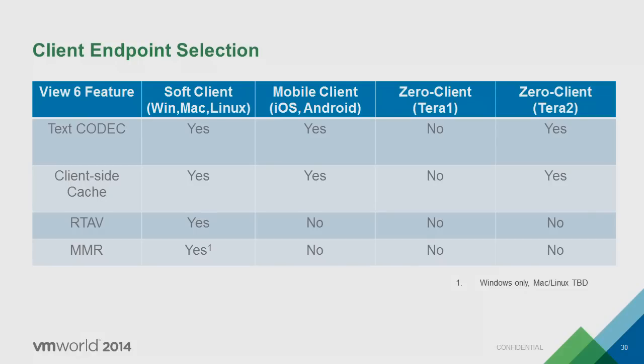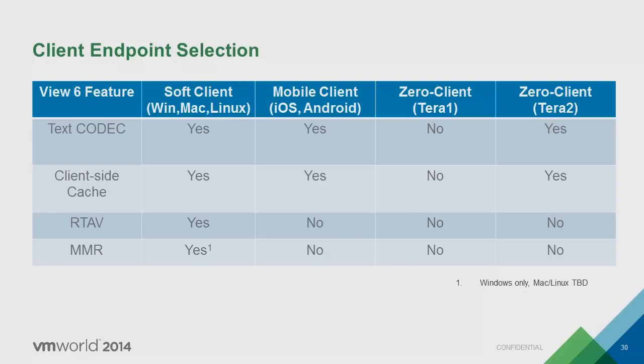So the problem we have is that not all of the endpoints on offer support all the features that VMware offers. For example, RTAV, which is our real-time audio-video codec. I think we introduced that in version 5.2 of View. What this does is help reduce the amount of bandwidth produced by a web call within your virtual desktop.